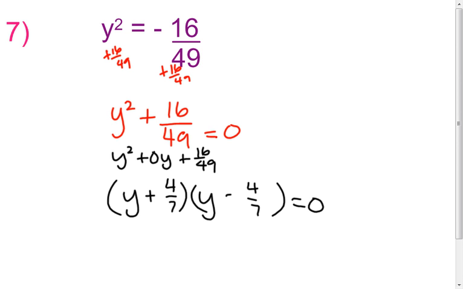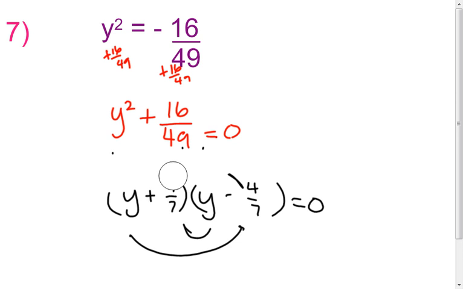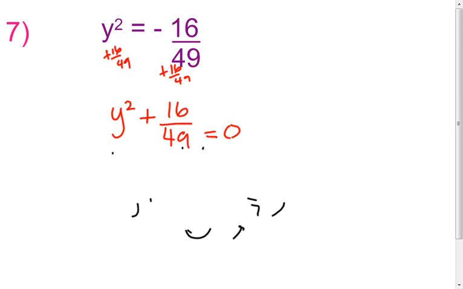but here's the problem. It has to be positive 16/49. So my outsides and my insides right now do give me the 0y in the middle, but it doesn't give me positive 16/49. When I check my 2 backs, I have 4 sevenths times negative 4 sevenths, which gives me negative 16/49, not positive 16/49. And that's why, remember, your solution to this one is no solution by factoring.